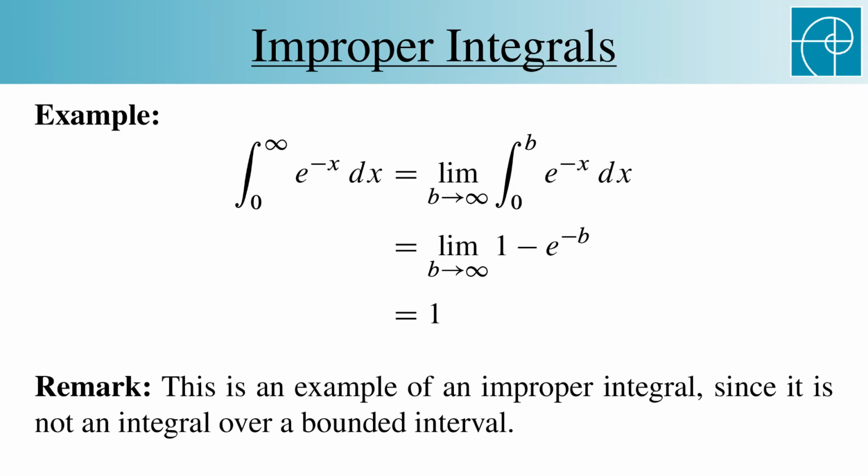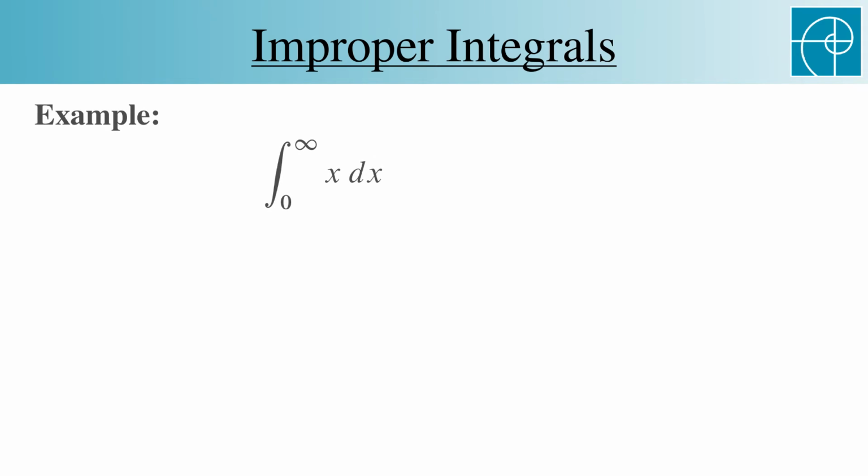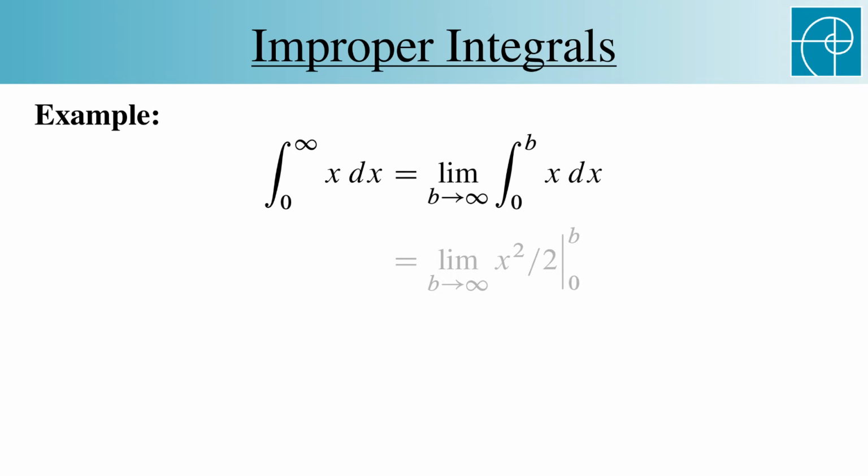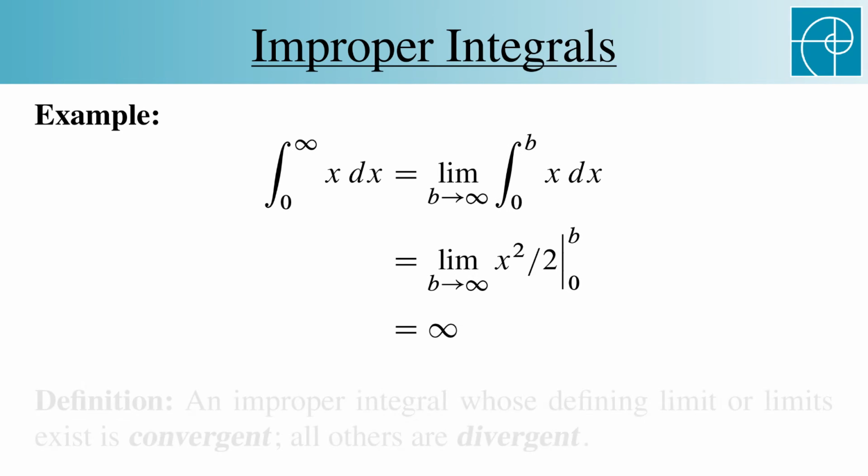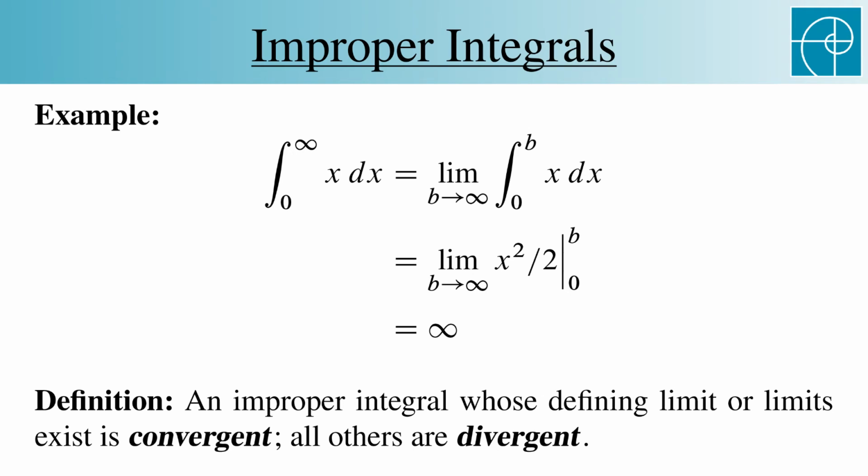Note that this is an example of an improper integral, since it's not an integral over a bounded interval. Not all limits that result from improper integrals exist, as we can see with the following example. Consider the integral of x from 0 to infinity. This is, by definition, equal to this limit, which is infinity. An improper integral whose defining limit or limits exist is convergent. All others are divergent.